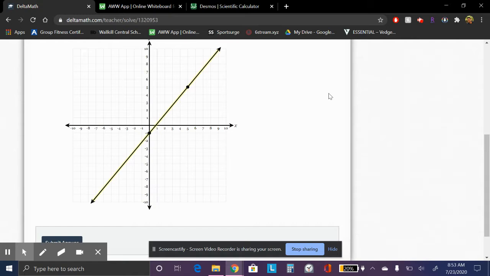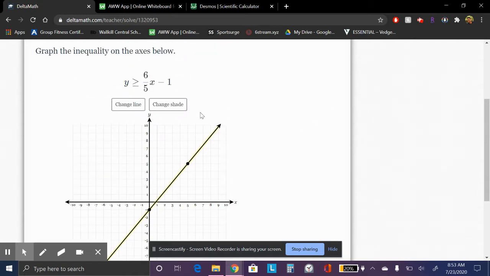Boom. But then a little bit different. There's 2 extra steps. First the line, since it is an equal sign here, it is going to be a solid line. And the shade: if this is saying y is greater than all of this, that means all your solutions lie above the line. Any point in this area is going to be part of that solution. So I'm going to shade it in that direction.